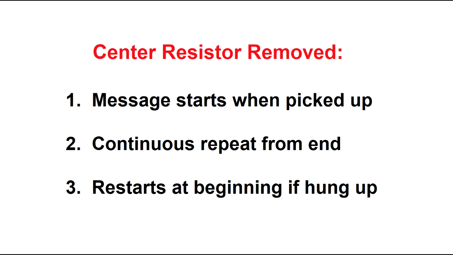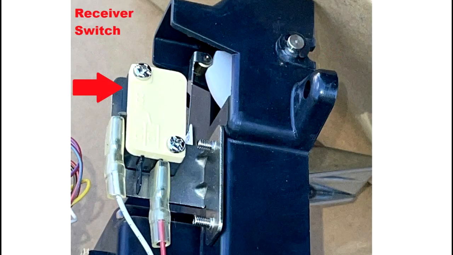When the message reaches the end, it will repeat unless the receiver is hung up. It will restart from the beginning when the receiver is lifted again, so that the geocacher can review the message at any time. The connections for the audio module are simple.